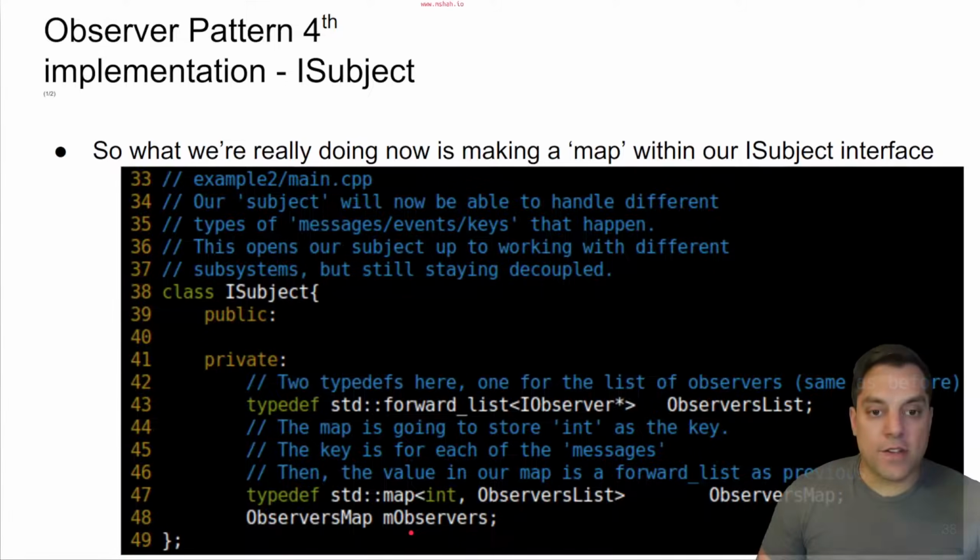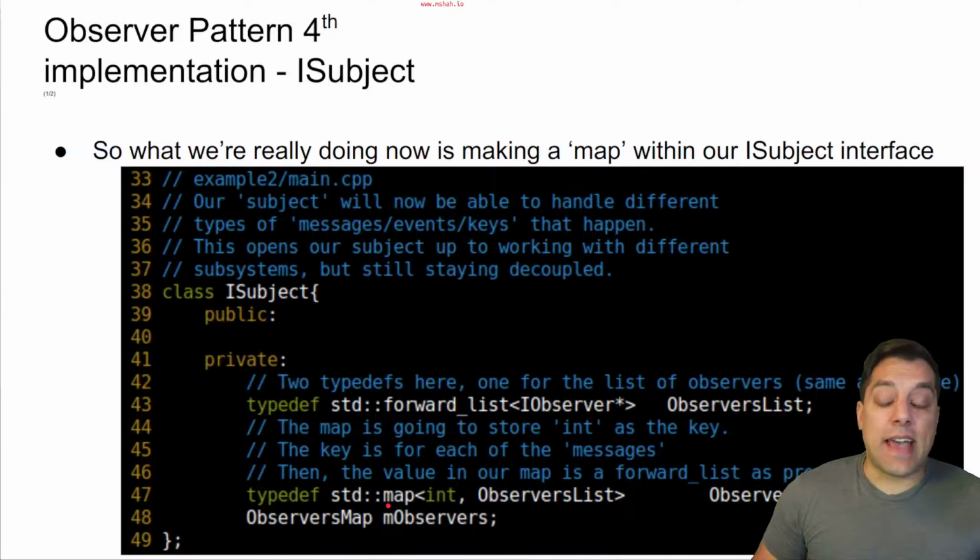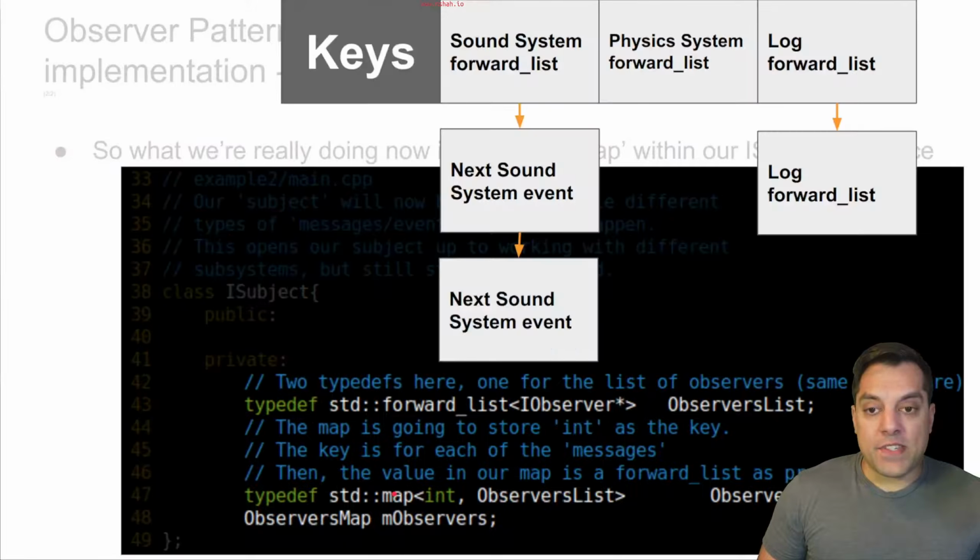Now, for the aficionados out there, or for those folks watching my C++ series, you could also use an unordered map if you want. It just depends on how important the ordering is here, what properties need to be preserved. So feel free to change this as you need.